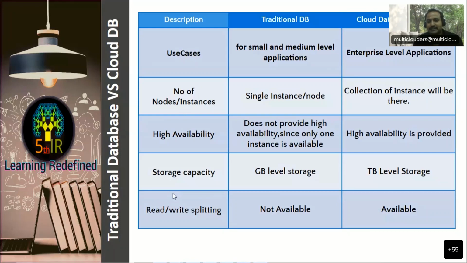So totally, we can create 15 read-only nodes in PolarDB, and one primary node. That's a feature you have to know. That's a short feature comparison I have made between the traditional database and the cloud database.